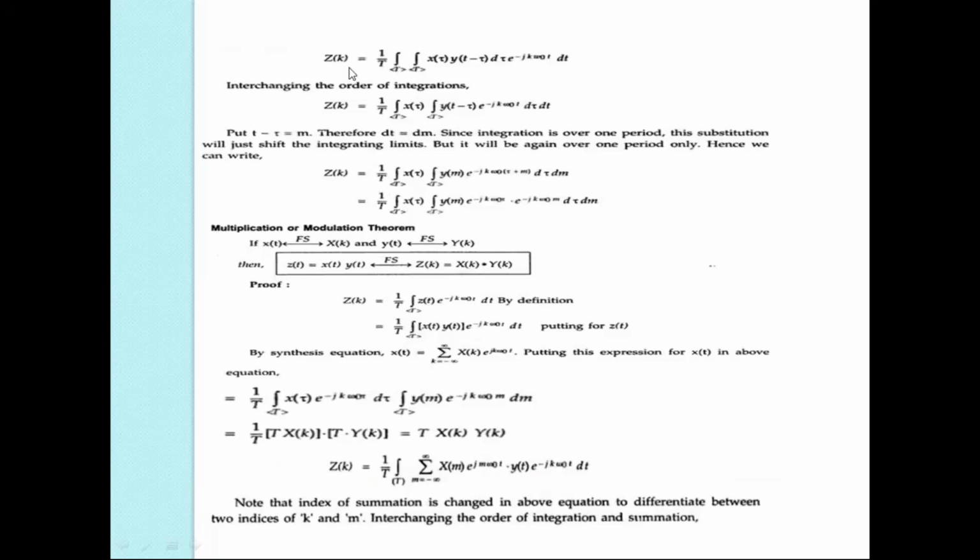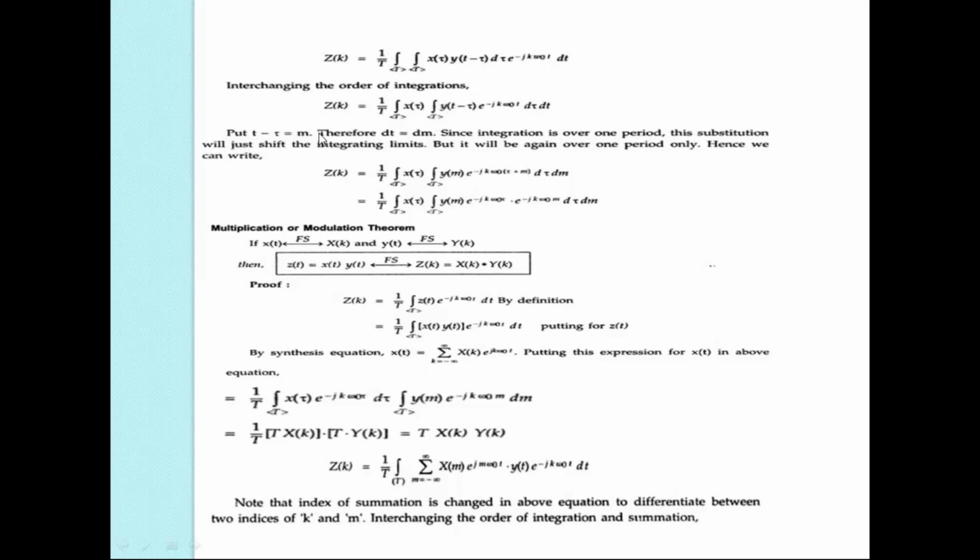z of k is equal to 1 by T, the integral over T of x of tau y of t minus tau d tau, e power minus jk omega naught t dt. Interchanging the order of integrations, I take 1 by T, the integral over T of x of tau as a function of tau, remaining the integral over T of y of t minus tau e power minus jk omega naught t dt, and the d tau.